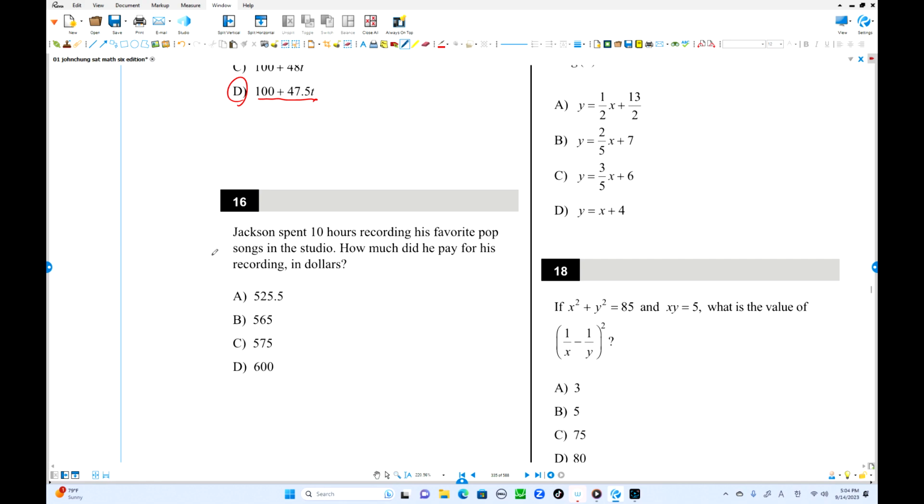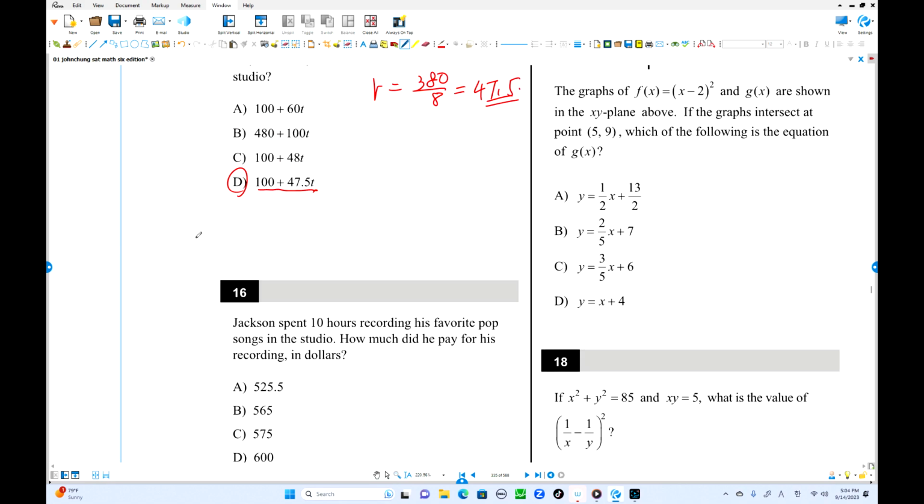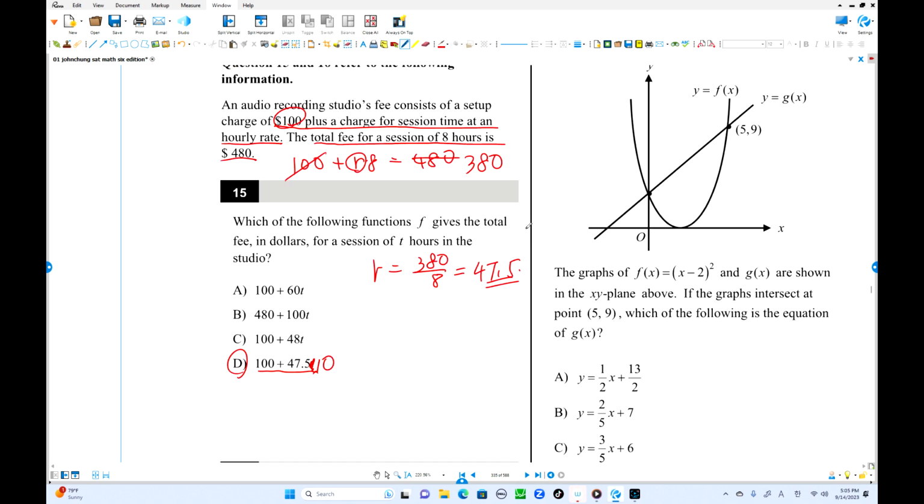Number 16, 10 hours of recording. Put this number, 10 hours of recording, over here. So 100 plus 475, okay? $575 is the answer. Okay, that is the easy one.